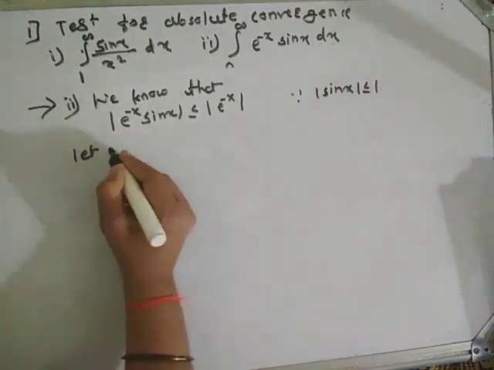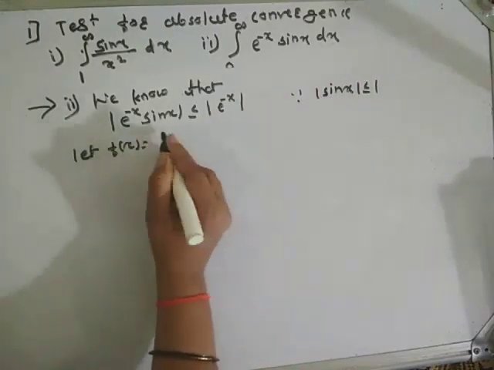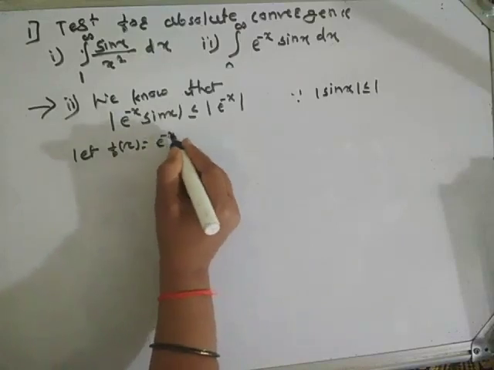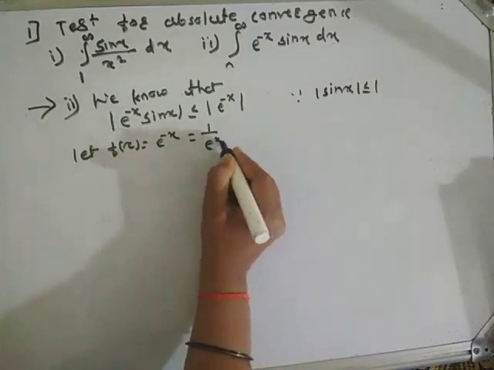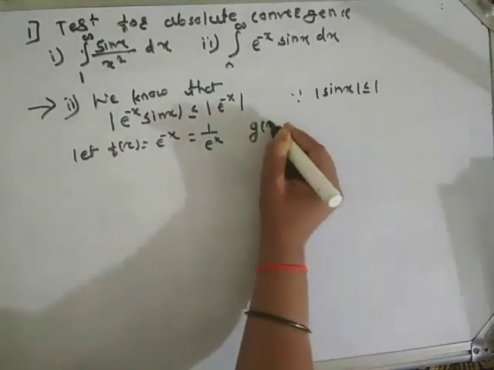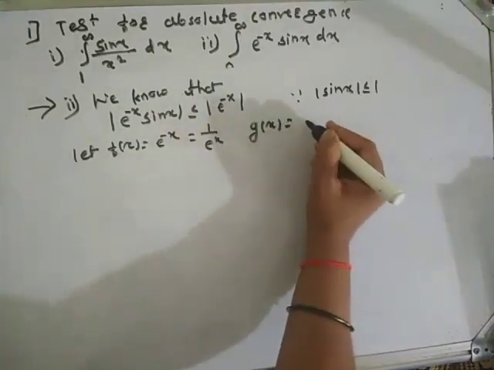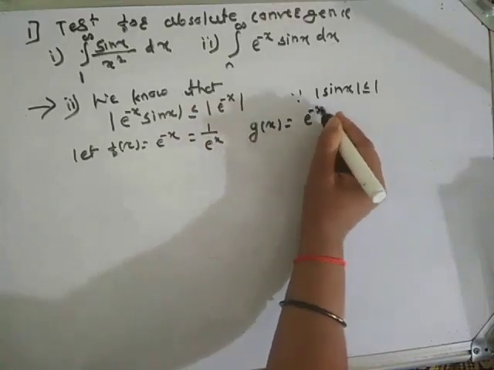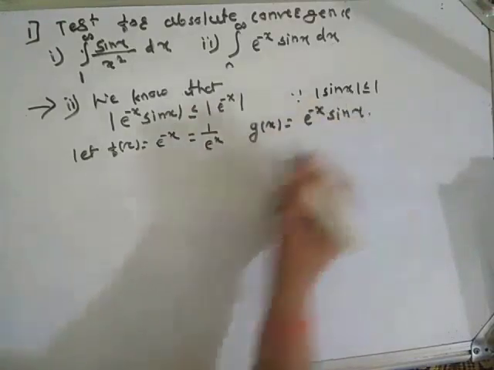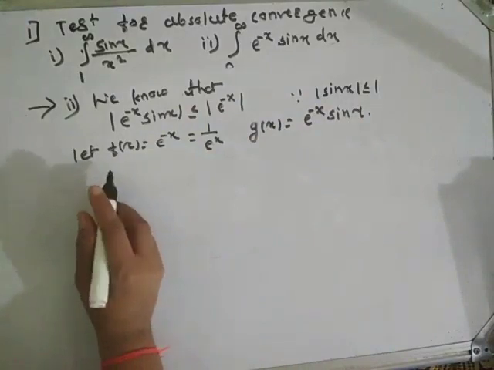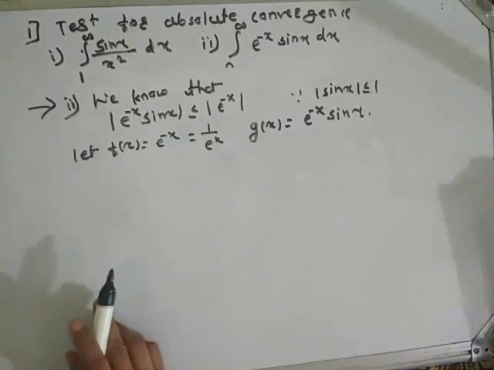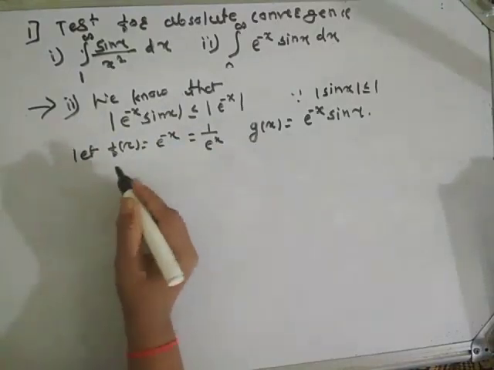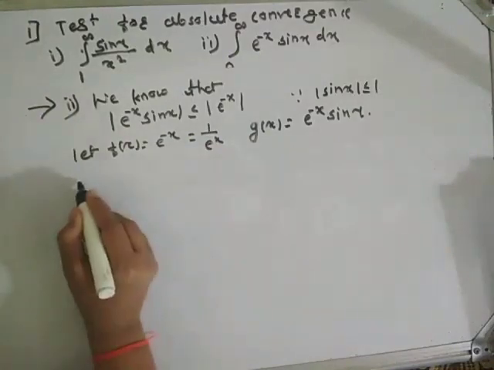Here let f of x is equal to e raised to minus x, which is equal to 1 upon e raised to x, and g of x is equal to e raised to minus x sin x. Here we have g of x is less than or equal to f of x.